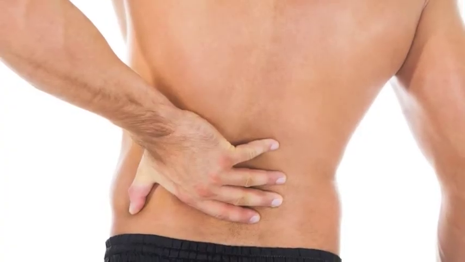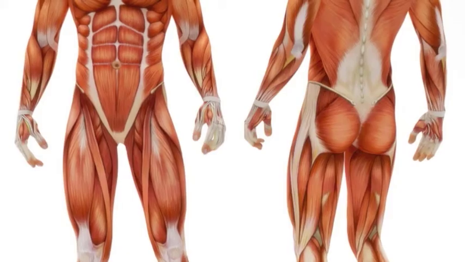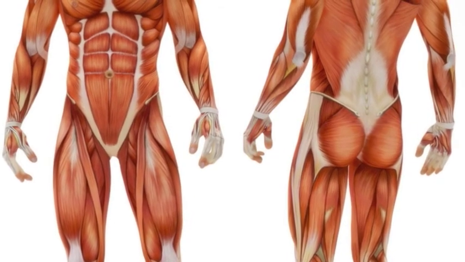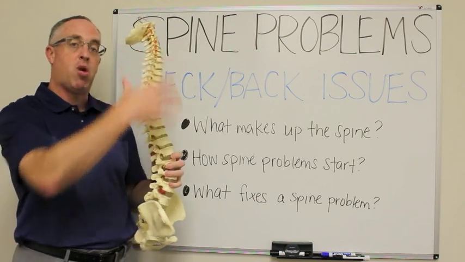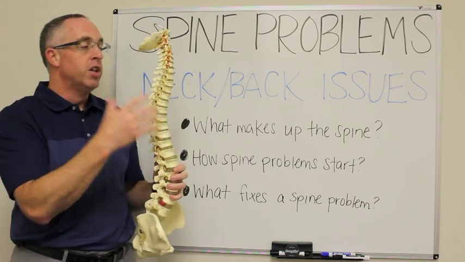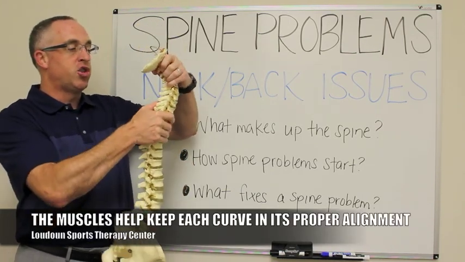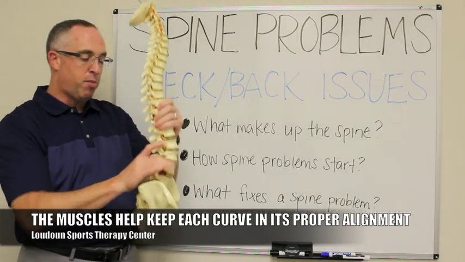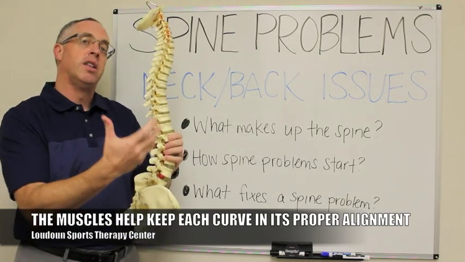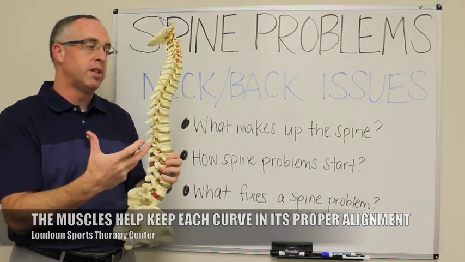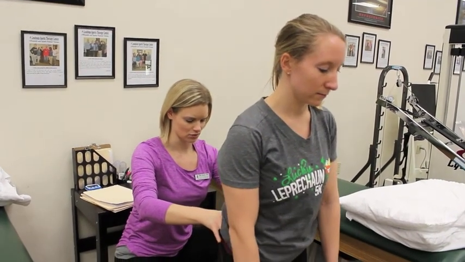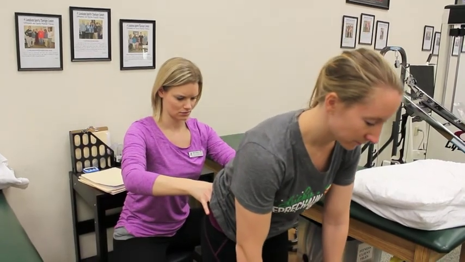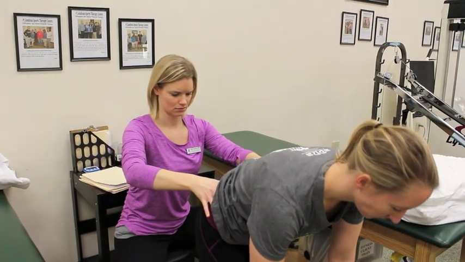You have muscles that are running alongside of your spine. On the side, you have muscles. On the front, you have muscles. And all of those muscles are working to hold that tree or that pole in that upright position. So it's the job of the muscles to make sure that the curve, whatever part of the spine we're talking about, stays in its proper alignment. And as long as that curve of your spine stays in its proper alignment, you're going to be relatively spine problem free. You're not going to have any neck or back issues.